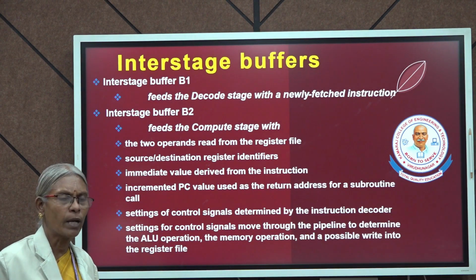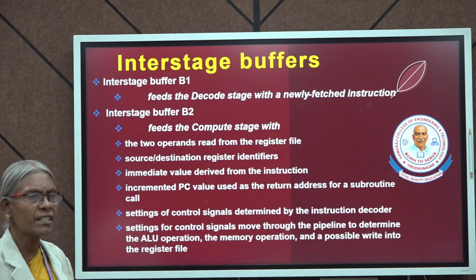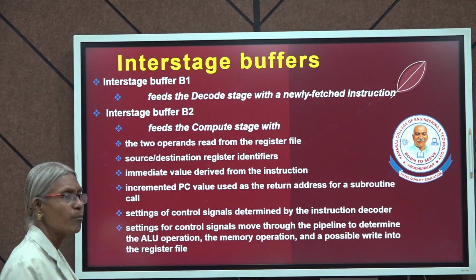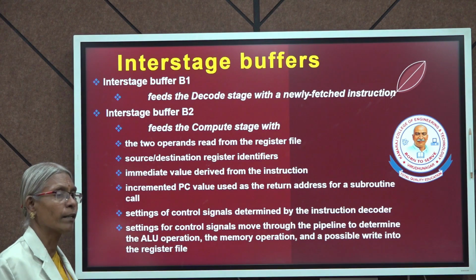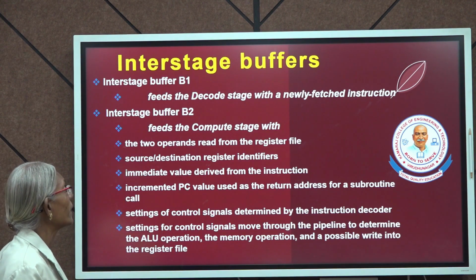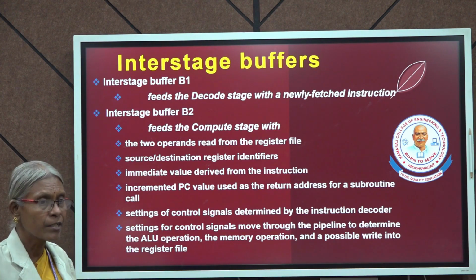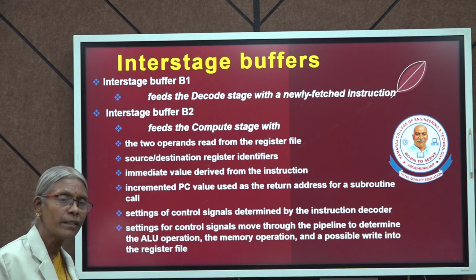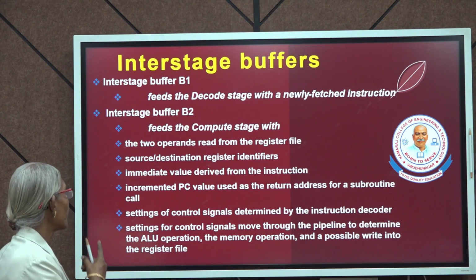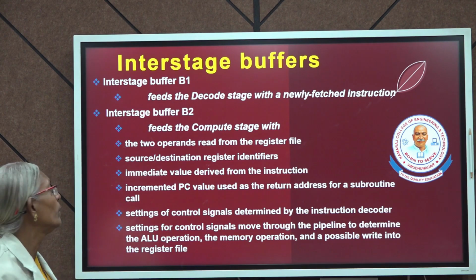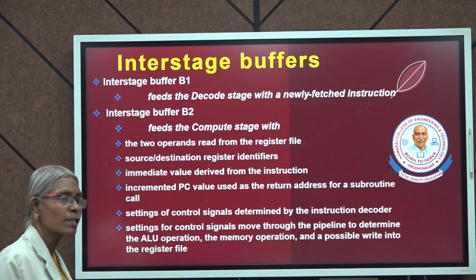Let us see one by one the role of the interstage buffers. Let us start from B1, that is interstage buffer B1. It feeds the decode stage with the newly fetched instruction. So, after the instruction is fetched, it is decoded. That is fed by interstage buffer B1. Then we have B2.